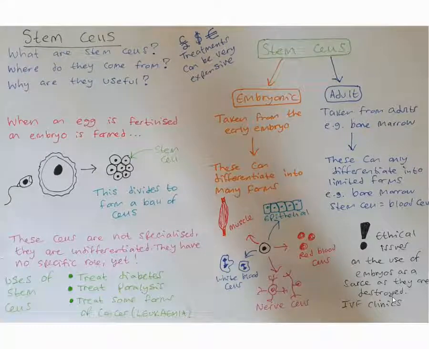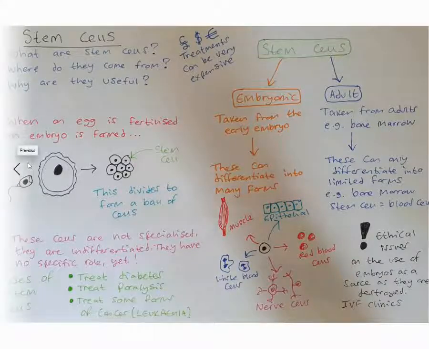Okay, so let's have a look at stem cells. In the previous video, we talked about the two types of cell division, mitosis and meiosis, and we're going to focus on a special type of cell now, which are called stem cells. So we're going to address three questions. What are stem cells? Where did they come from? And why are they useful?